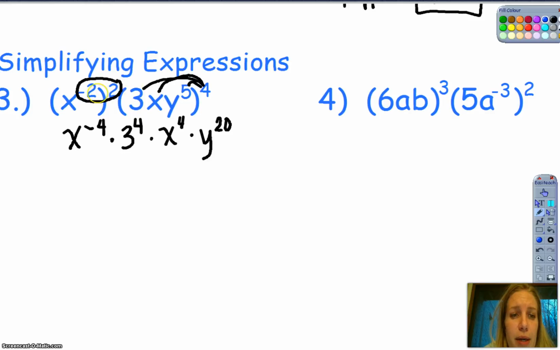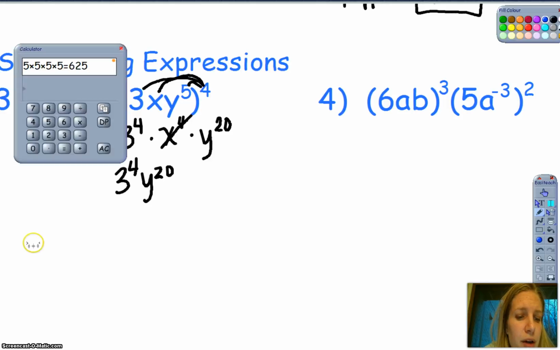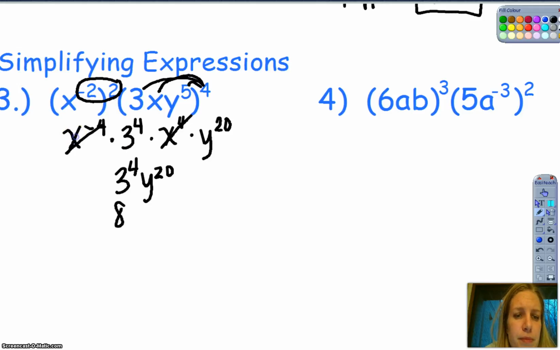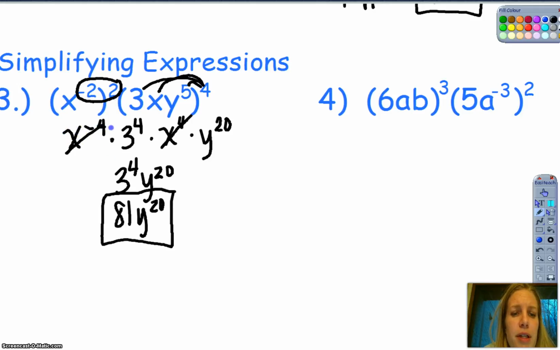Okay, so now I gotta look to see what I can simplify. Well, first I can put together my x's. Well, when you do negative 4 plus 4, those actually equal 0. Anything to the 0 means you have a 1. Okay, so these two x's actually go away. So I'm left with 3 to the 4th, y to the 20th, and I'm just gonna do 3 to the 4th here, grabbing my calculator, is 81. Y to the 20th. And that is it. All right, last problem.